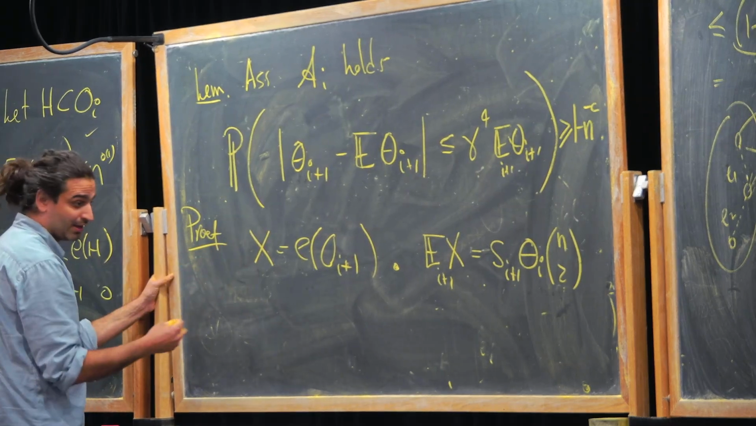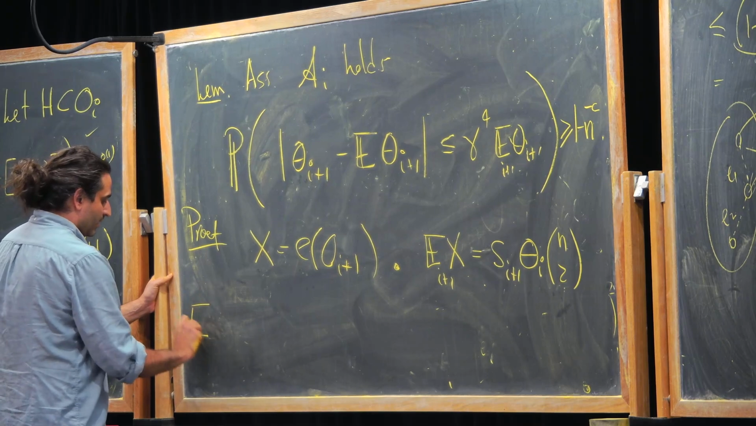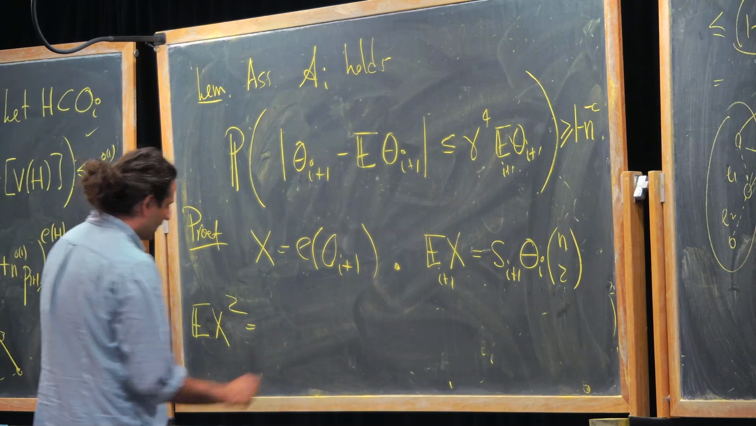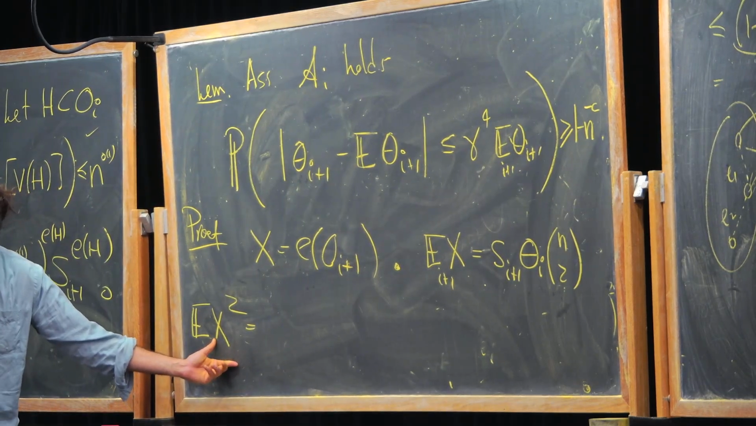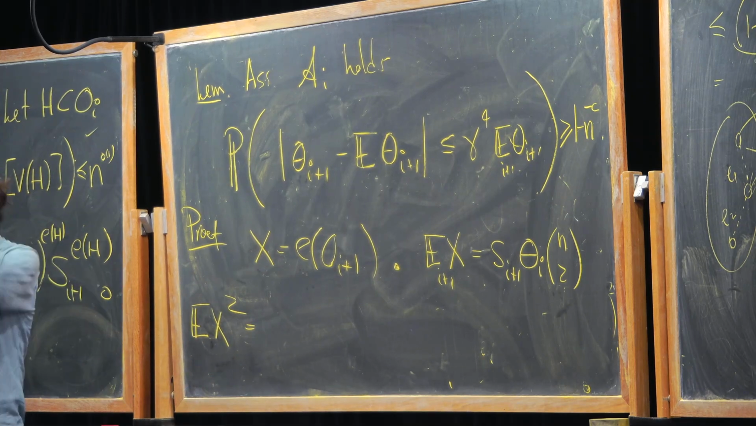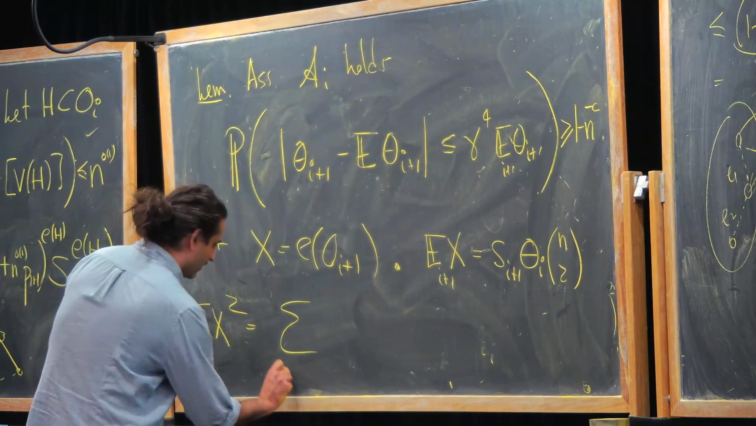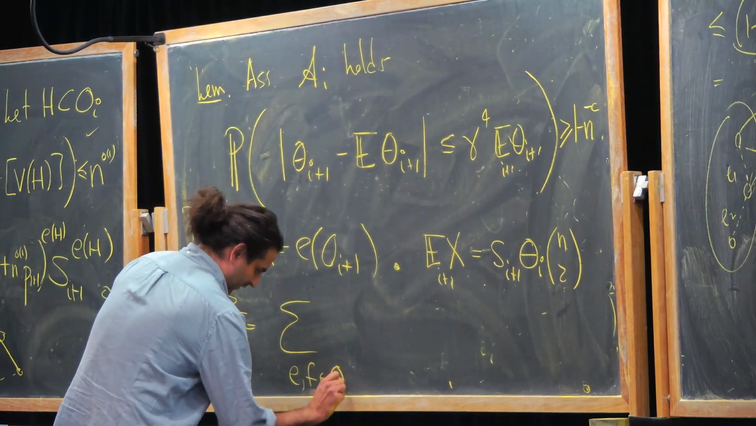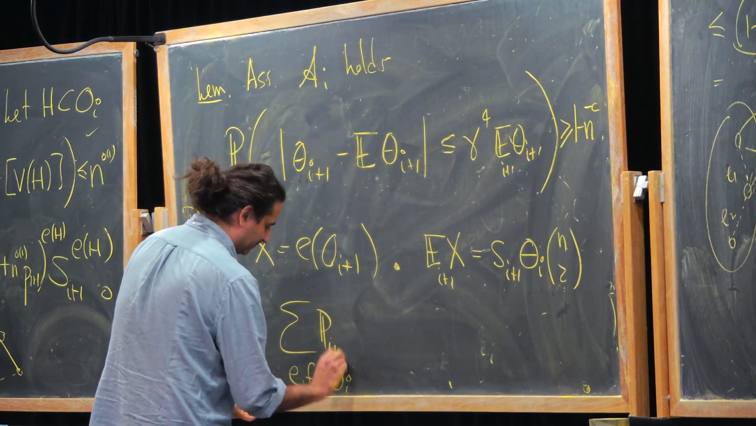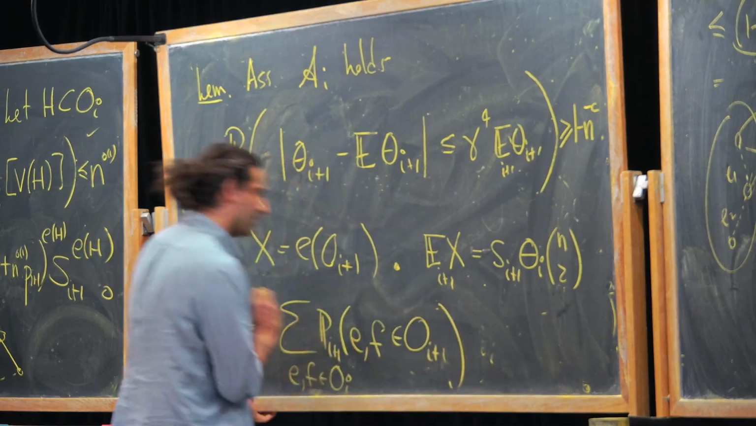How do I do the variance calculation? I just need to calculate the second moment. The expected value of X squared: let's write this as a sum of indicators over all edges. That's a big sum, and then I square the big sum, and all the terms hit each other, and I get the following sum. This is over all pairs E, F that were open in the graph you gave me, times the probability that E and F remain open into the next step.